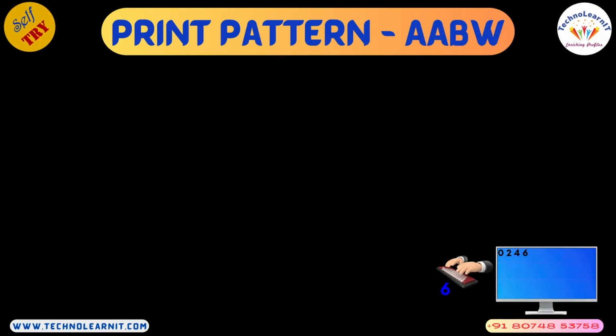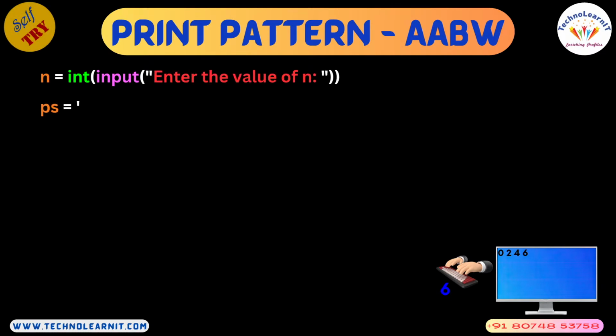Let's move on to the coding. Read the user given input as integer. Start with empty string. Range is very important now. Start value, end value, and also the step. Start with 0 always. N plus 1 is important because if the input is 6, you cannot exceed 6. If the input is 7, 7 plus 1 is 8. However, the step is 2, which is very important for us now.